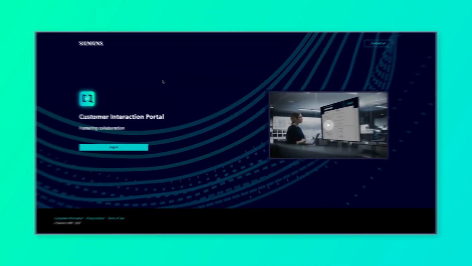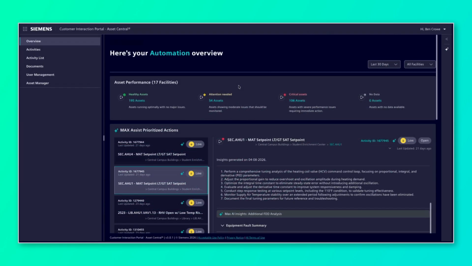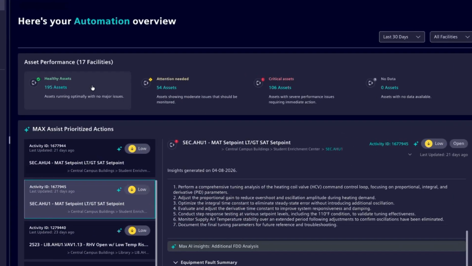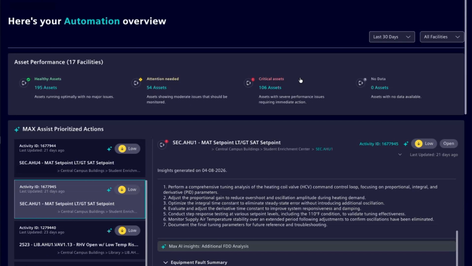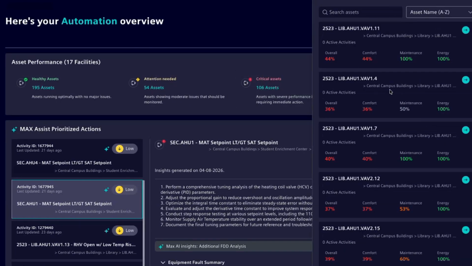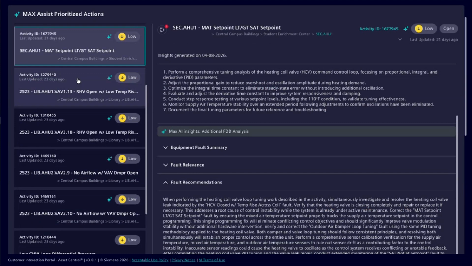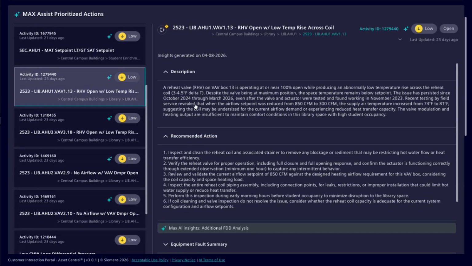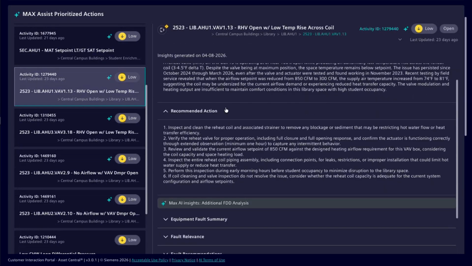The Customer Interaction Portal is where all this data really comes to life. Here's where you get a full behind-the-scenes look at your site in one clear interface. With its simple, AI-driven summaries of site and asset health, the Customer Interaction Portal presents all of your building data from Building X right at your fingertips. You're seeing the exact same data that our engineers see, so you can be confident you have the full picture of your building's health when it comes to any decision.